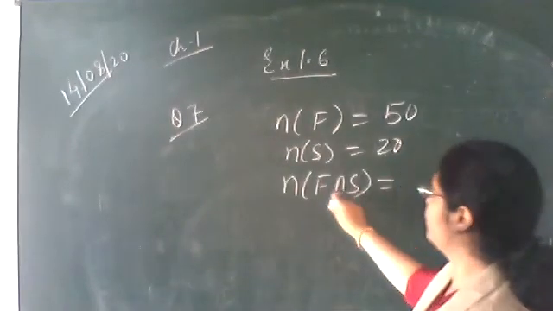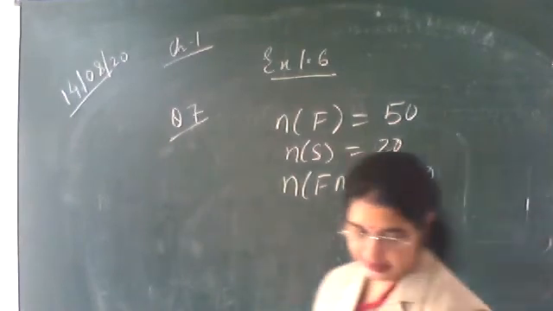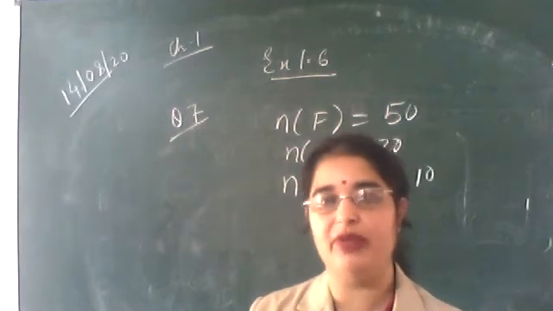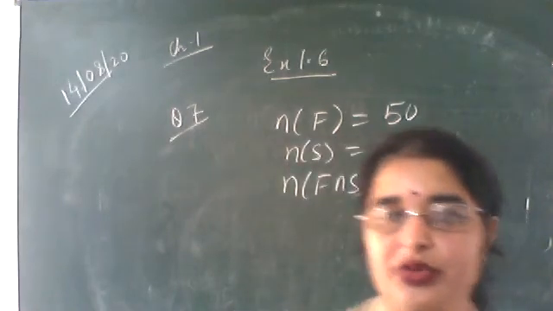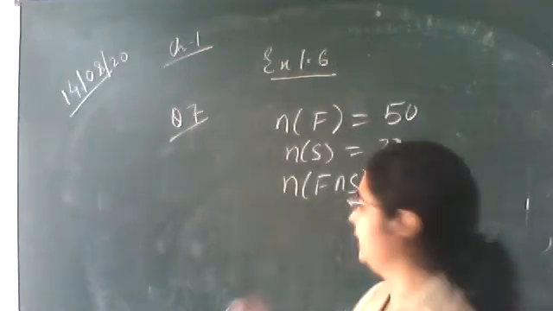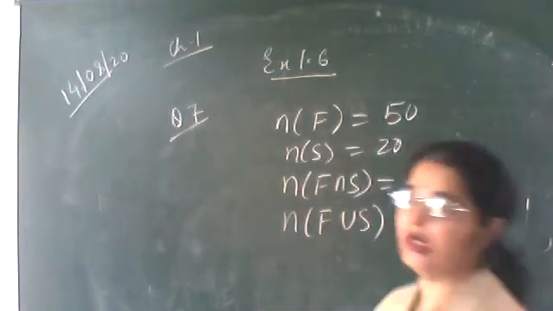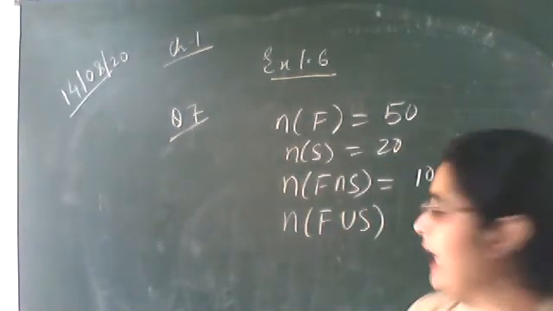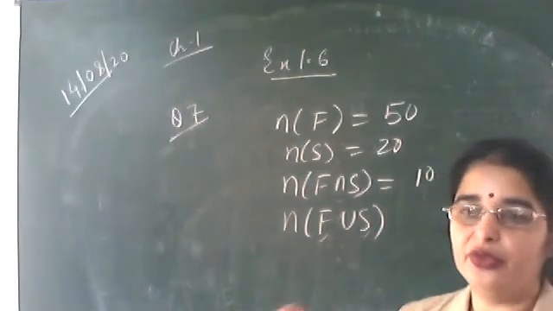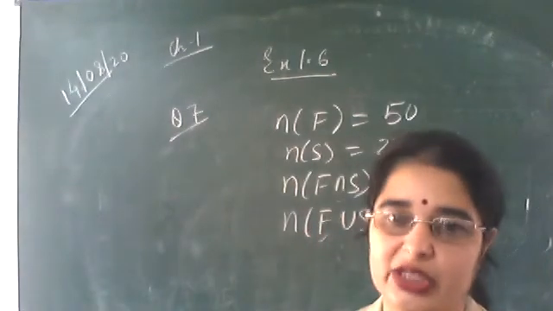Now "and" is coming, so what is it? The intersection part, which is equal to 10. How many speak at least one of these two languages? Now what do we have to find? Anyone? Unmute yourself. Union. F union S. We have to find at least. At least means either they are speaking French or Spanish, or they can speak both also.